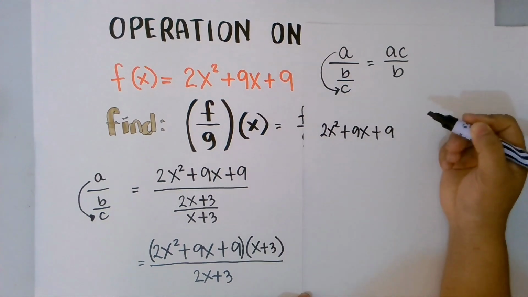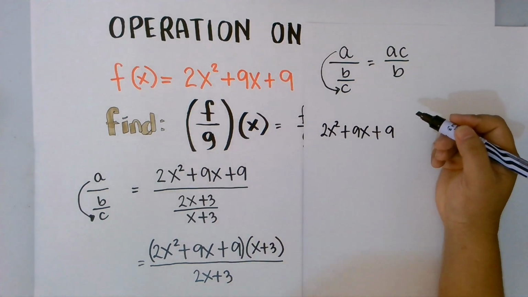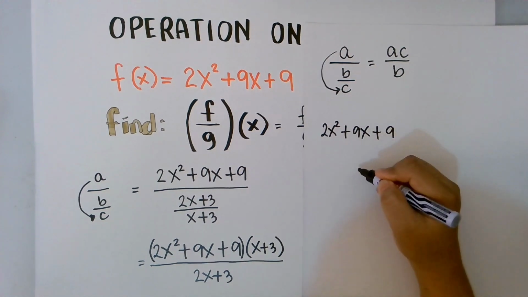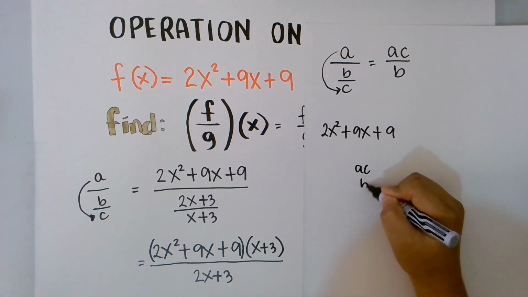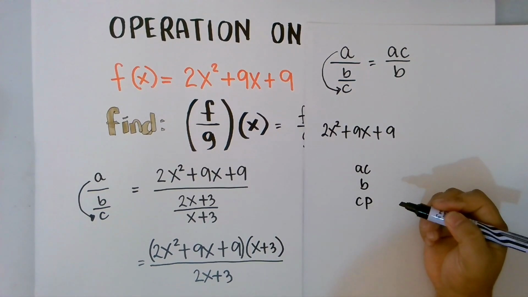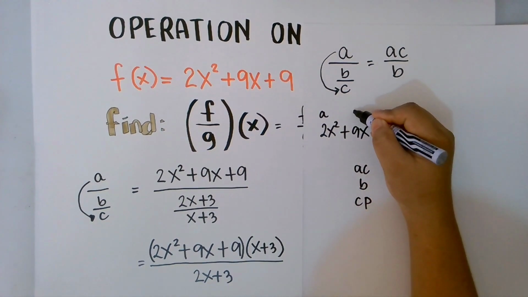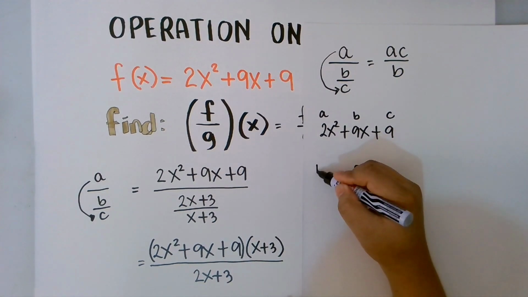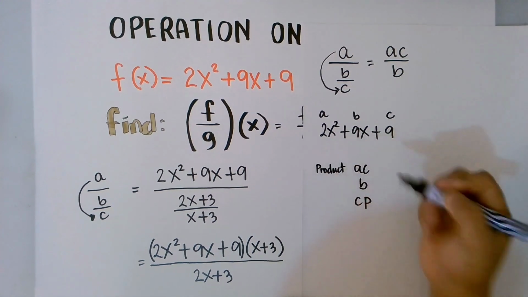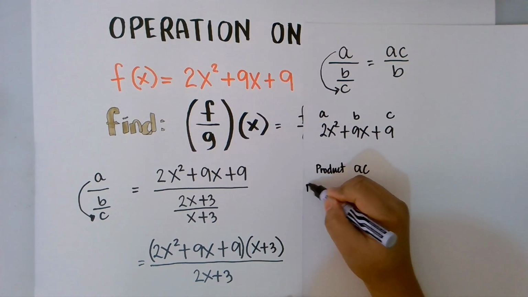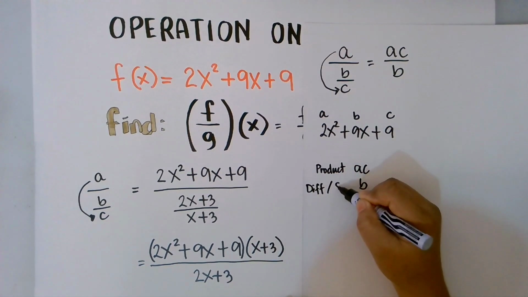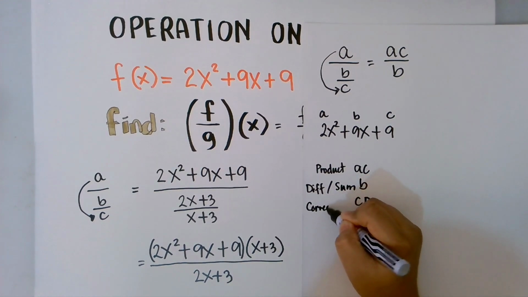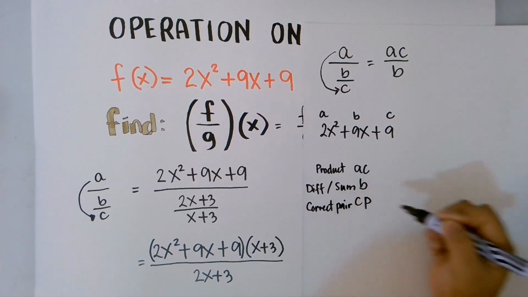Okay, so this is a kind of trinomial where the numerical coefficient of the leading term is greater than 1. So, we will use here what I taught you in my first video lesson, the AC, B, CP techniques of factoring. So we have ABC. Our A is 2. The AC is the product. B is the difference or sum. And the CP is actually the correct pair. Later we will think about what our correct pair is.